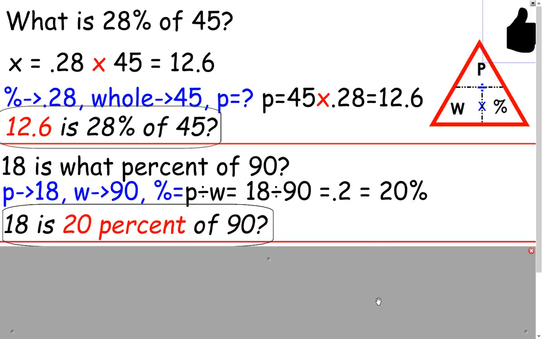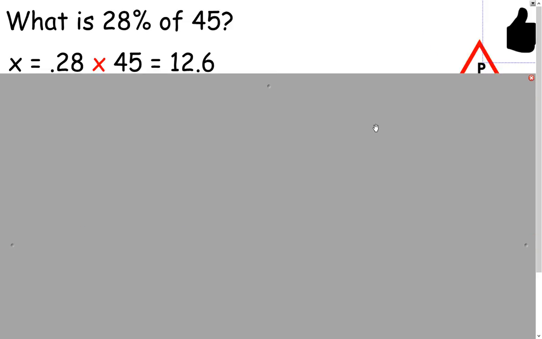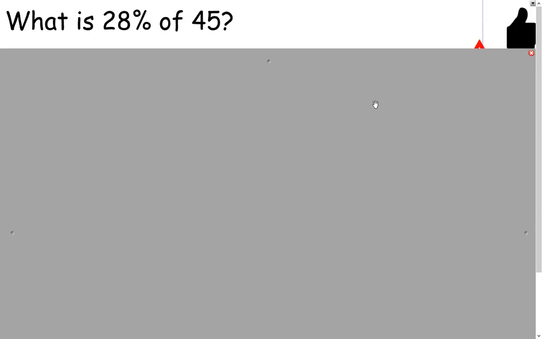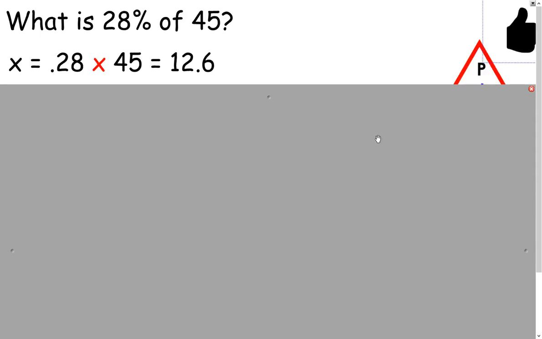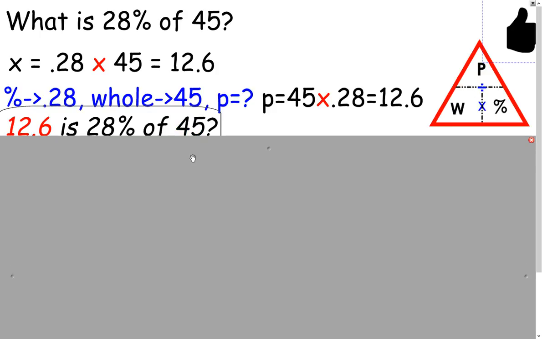Okay, so let's look at some problems here. What is 28% of 45? I'm going to do this quick translation. What is 0.28 times 45? It's 12.6. I can also cover it up. I've got a percentage, I've got a whole, I'm going to have to find the part, so I'm just multiplying.